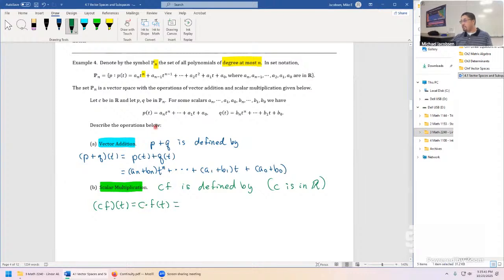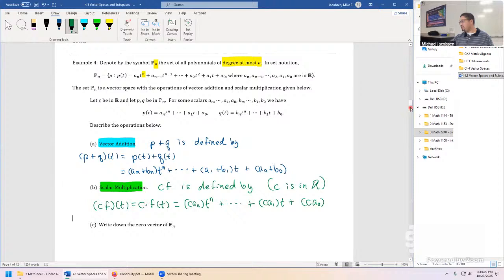We take the scalar c, distribute it through this entire group, and we get c a_n times t to the power of n plus, all the way down the line, c times a1 times t plus c times a naught. That's the scalar multiplication. And next is just saying what the zero vector is.